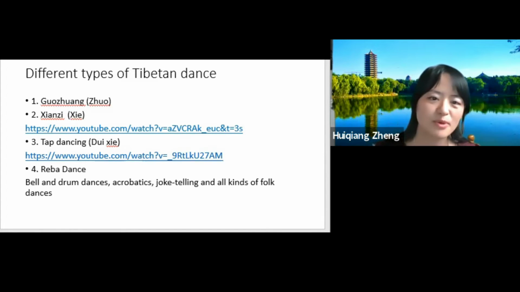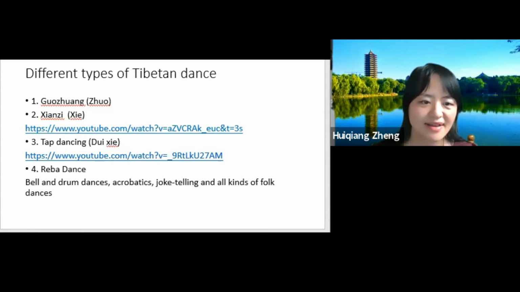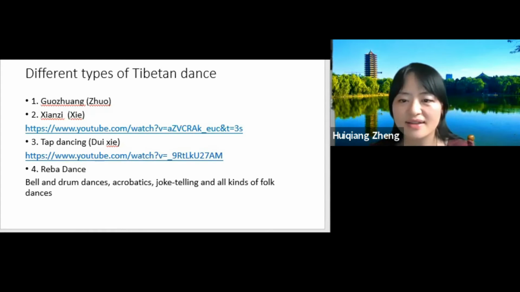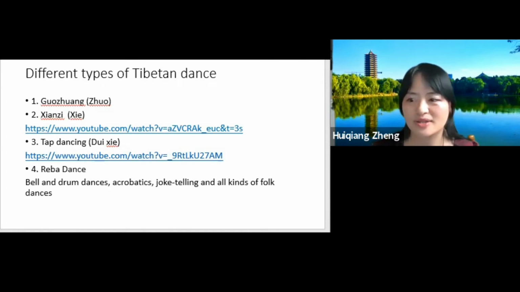And the number 4 is the Reba dance. The Reba dance is a composite performance in which bell and drum dances, acrobatics, and various kinds of folk dancing are included. According to the research done by Wang in 1985, it was already popular in the Qing Dynasty. The Qing Dynasty is from 1736 to 1912, so it has been popular for hundreds of years.